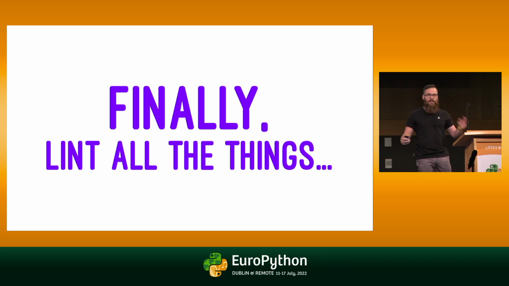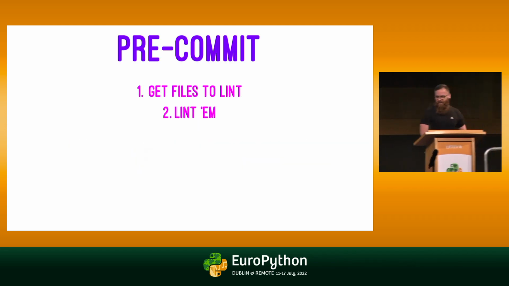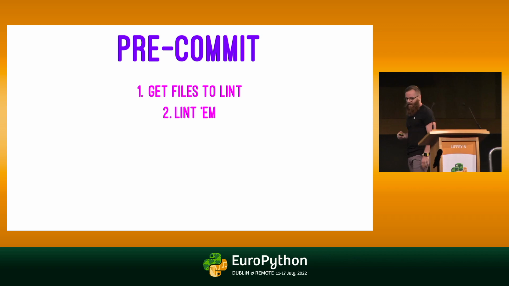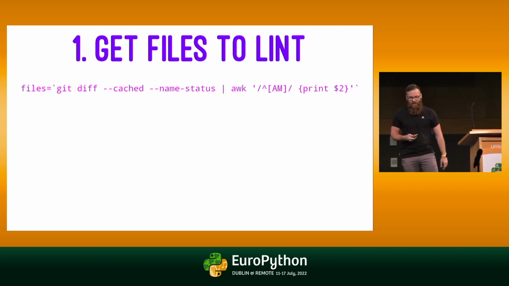So, okay, those are all the linters we have. Finally, get to the point. How do we actually lint these things? Like I said before, we can do it locally and on CI. There are two steps to do it locally. We need to figure out what files to lint and then actually lint them.